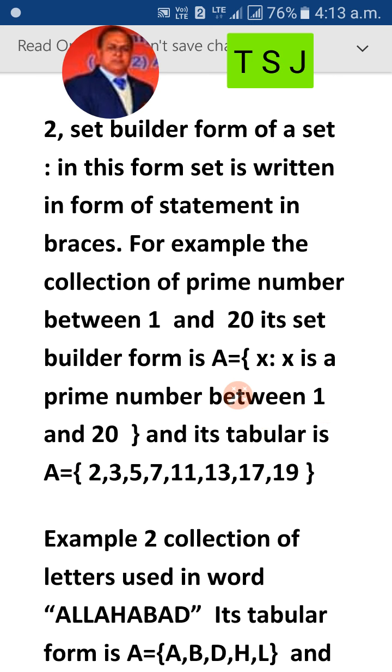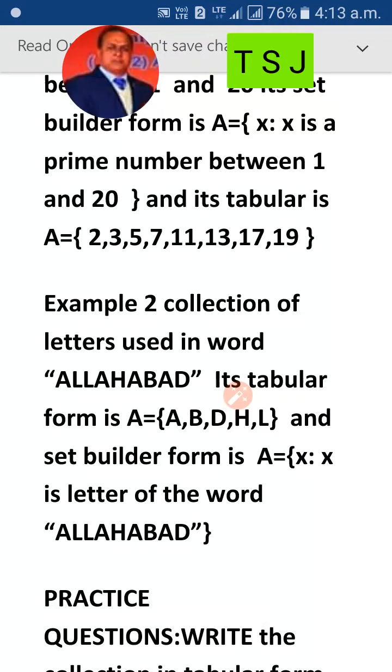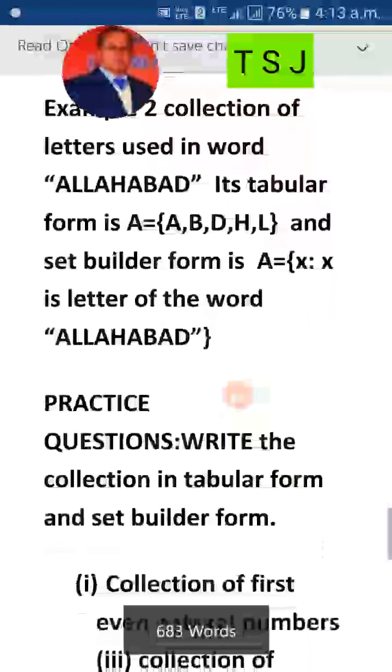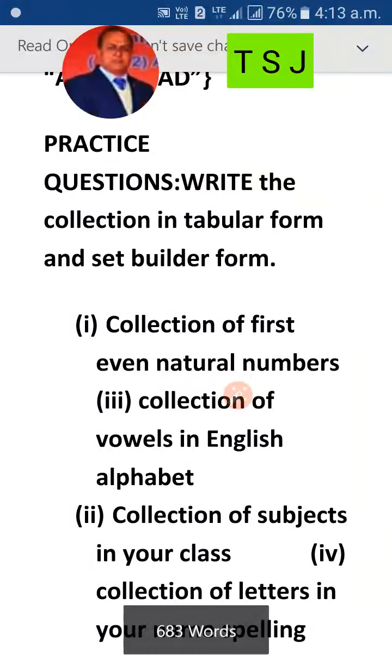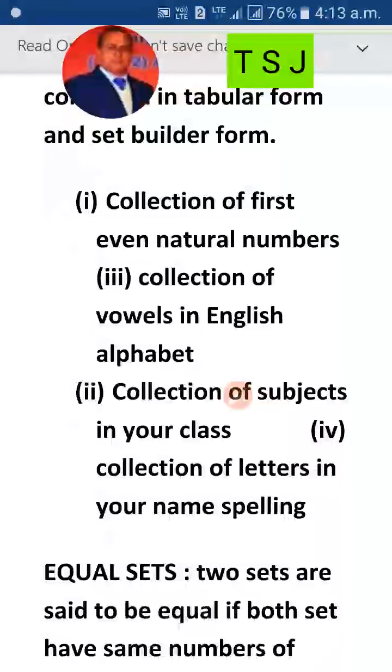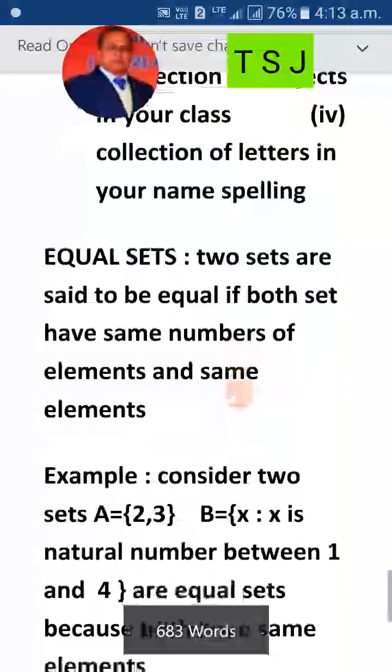A few collections are given here. The collection of the letters used in the word Allahabad. Its tabular form is A, B, D, H, L, and its set builder form is x such that x is a letter of the word Allahabad. A few practice questions are here. You have to write the sets in tabular and set builder forms.